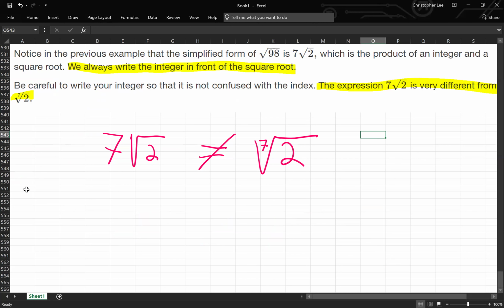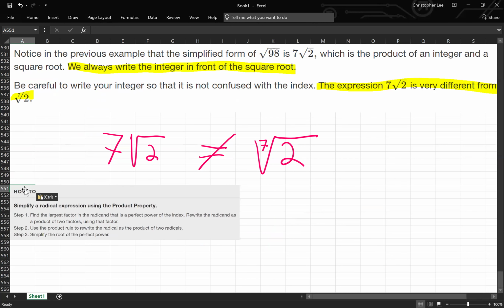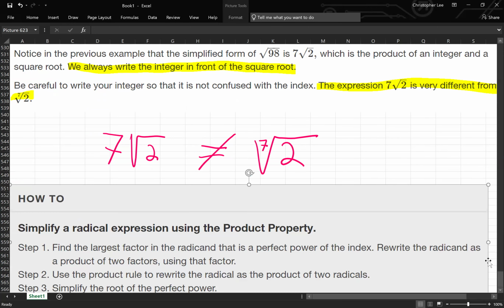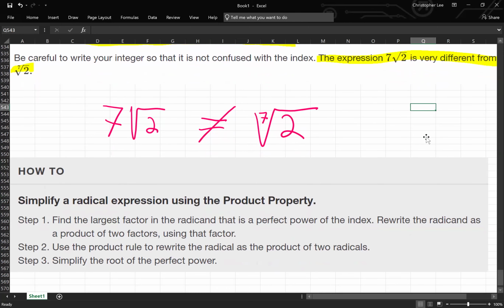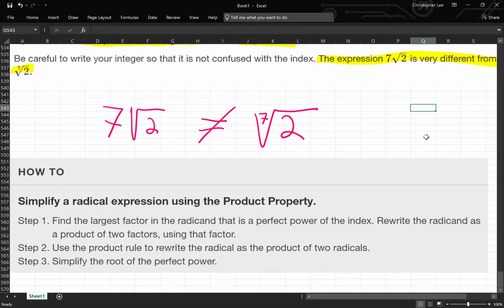Before we continue, let me give you guys a little bit of notes. You guys can write this down. So this is how to simplify a radical expression using the product property.